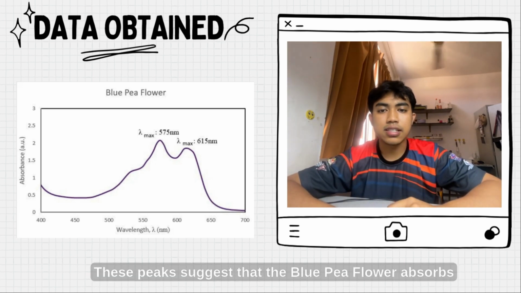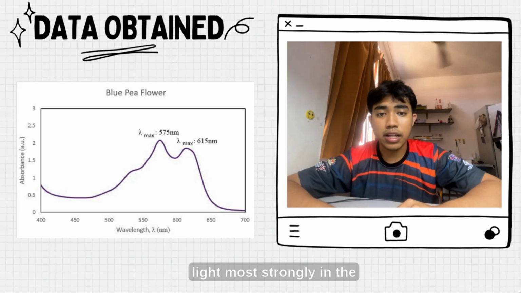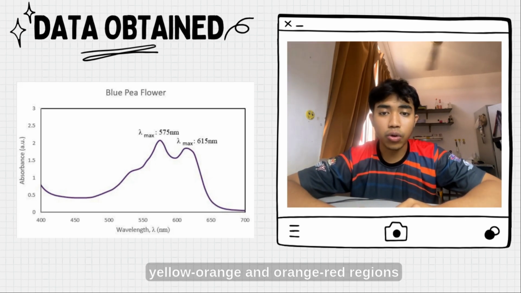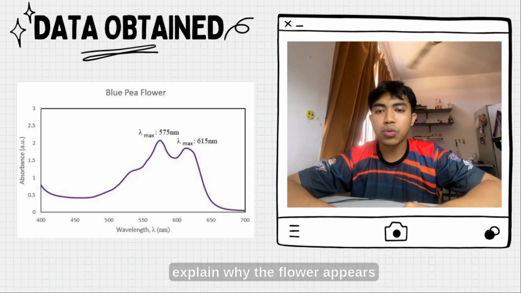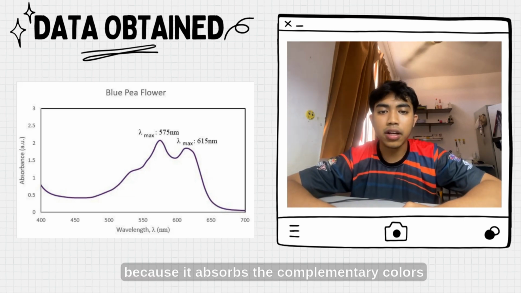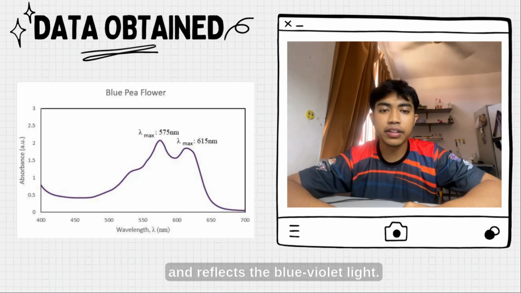This suggests that the blue pea flower absorbs light more strongly in the yellow-orange and orange-red regions of the spectrum. This absorption pattern explains why the flower appears blue or purple to our eyes, because it absorbs the complementary colors and reflects the blue-violet light.